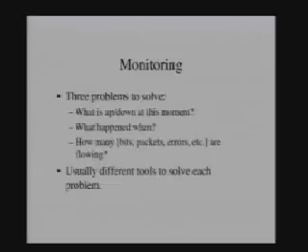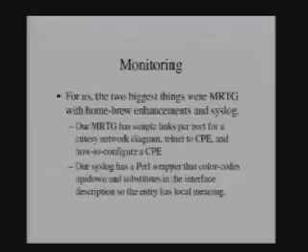Our analysis said there were 3 problems to solve. Right now, what is up or down? That's perhaps what you might use What's Up Gold or HP OpenView for. An analysis of what happened when, whether it's simple with syslog or I'm sure there's other tools that capture that and show what's going on. And then how many bits, packets, errors, what have you, are flowing through the network. Obviously different tools to solve each problem.